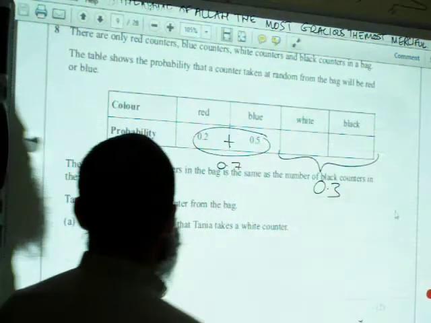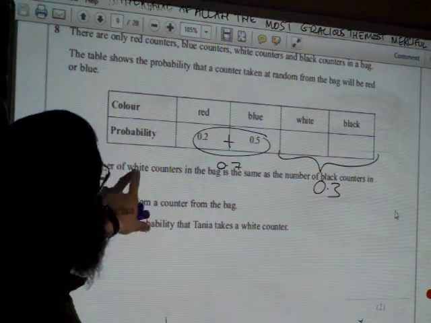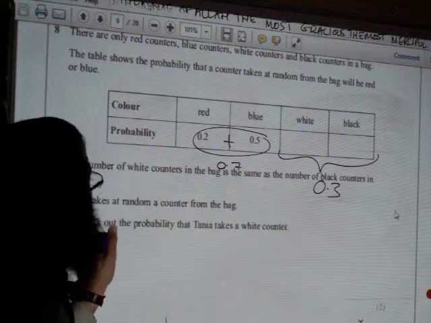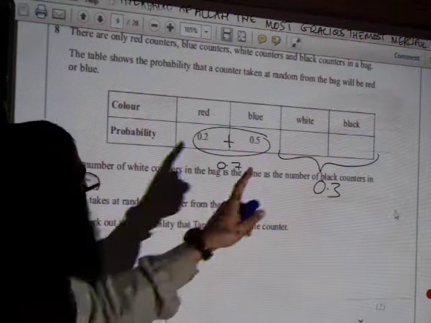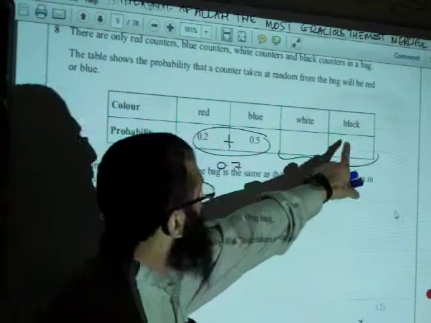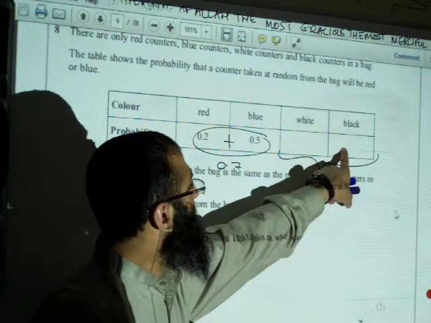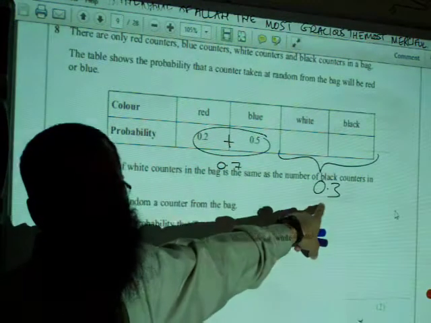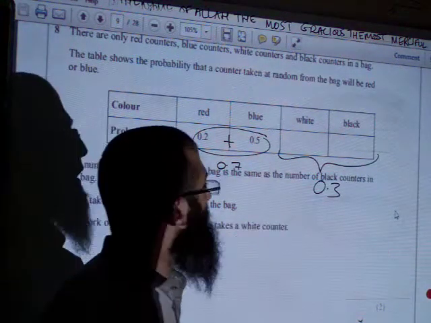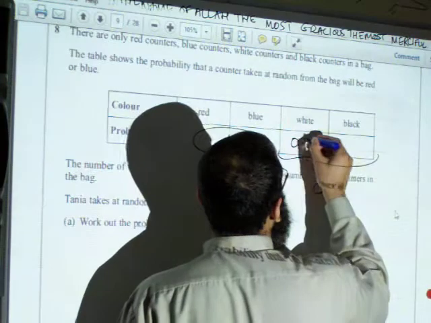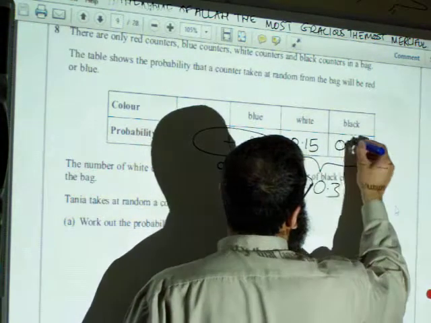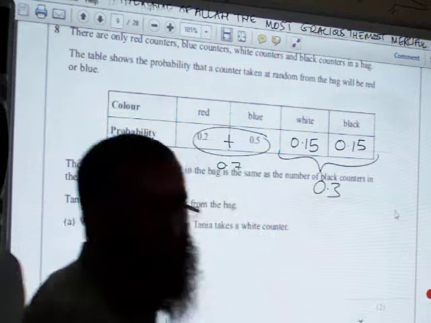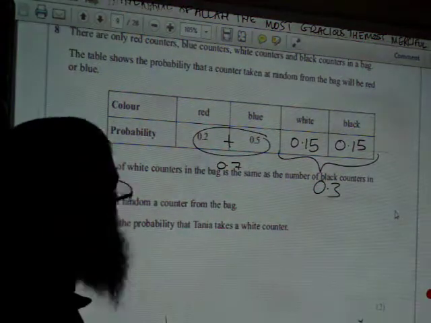Now it says here that the probability of getting a white and a black is the same. So this probability and this probability is the same. So you've got two same numbers added together giving you 0.3. So what will they be then? 0.15. You happy with that? 0.3 divided by 2.